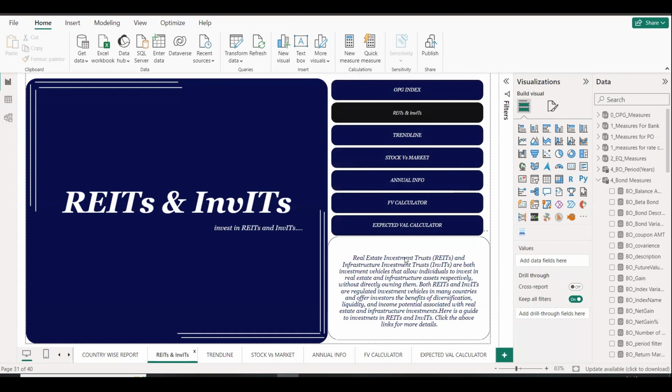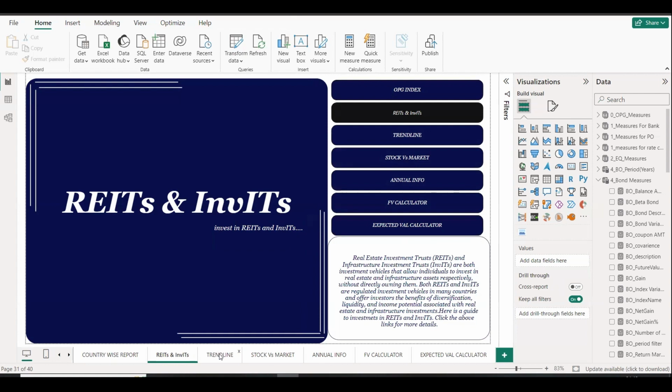So in the case of REITs and InvITs, that is real estate investment trust and infrastructure investment trust, they collect an amount from us and share part of the ownership, and with the pooled fund they directly invest in real estate projects and infrastructure projects. So ultimately all the profits from those projects get passed through to the individual investors in the form of dividends or capital gains.